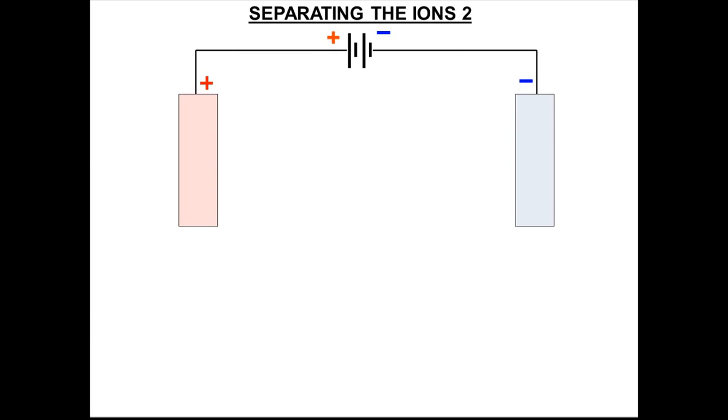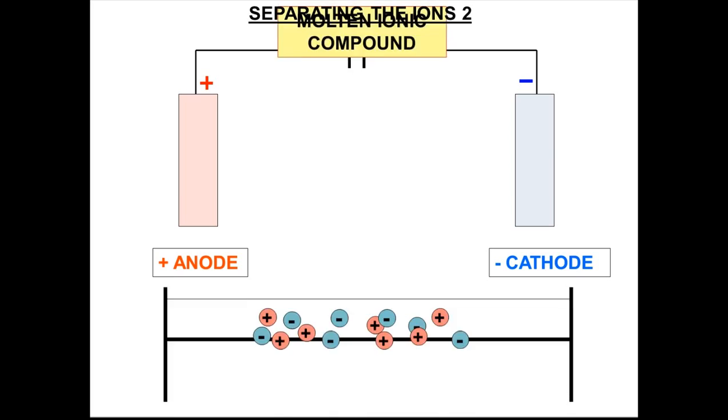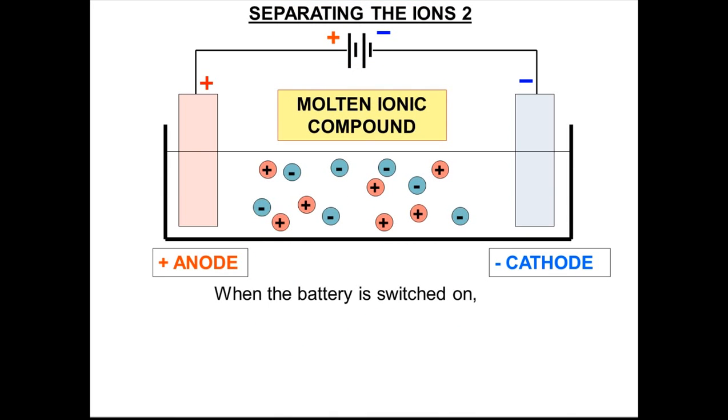So let's have a look at how we can separate ionic solutions then. So here we've got, I've used the word incorrectly there. It's not a solution. This is a molten ionic compound. Okay, so this is a liquid compound. So we've got our ions separated from each other here. If we put some power into this, then this is what happens.